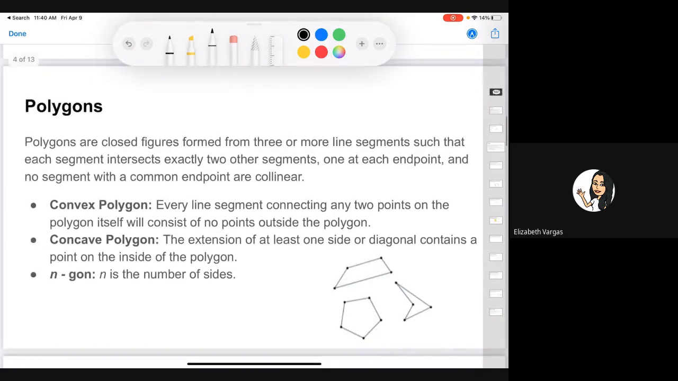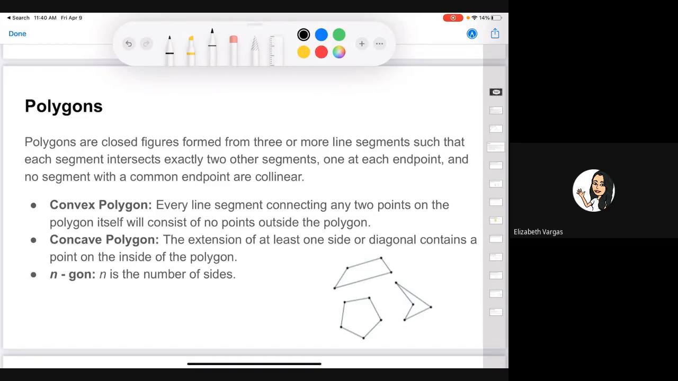But today we're going to get into polygons. Polygons are closed figures formed by three or more line segments such that each line segment intersects exactly two other segments, one at each endpoint, and no segments with a common endpoint are collinear. So basically, polygons are shapes formed by different line segments connecting each other. However, we have different types of polygons. We have concave polygons, convex polygons, and n-gons.